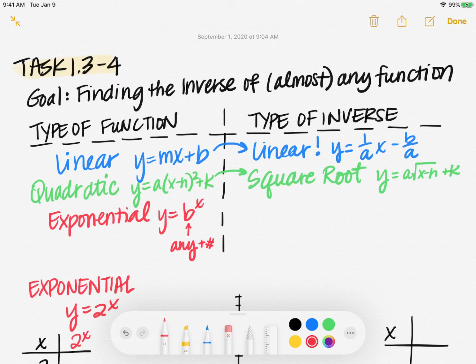So this is the new one you discovered yesterday. You watched a video on it. We have not done anything with it, so do not be afraid of it. Exponential function, which looks like this. What is the inverse of an exponential function?